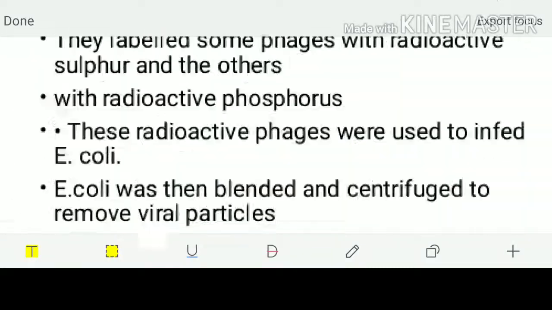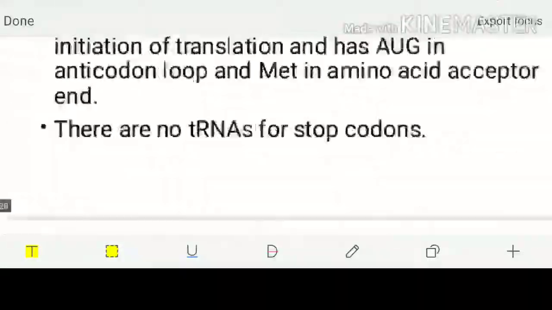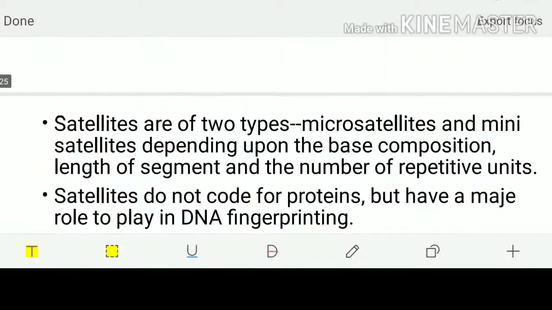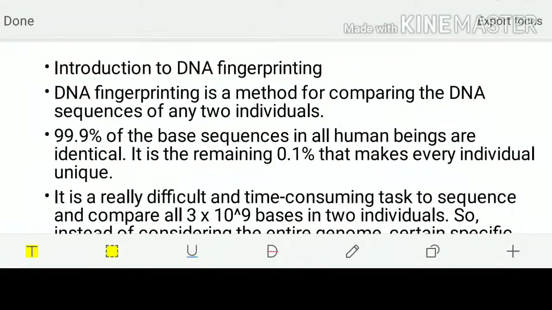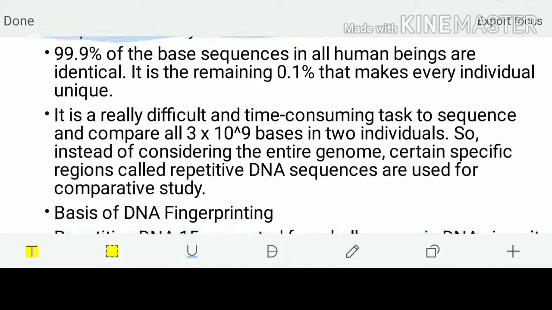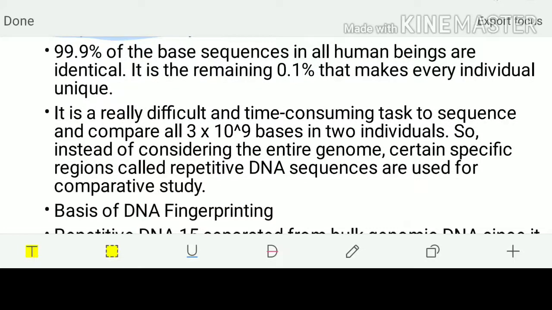Now, let's start with our today's topic. The topic which we will be dealing with today is called DNA fingerprinting. Now, DNA fingerprinting is basically the method for comparing the DNA sequence of any two individuals. This was invented by Sir Alec Jeffreys in the 1980s. Now, let's start with the topic.